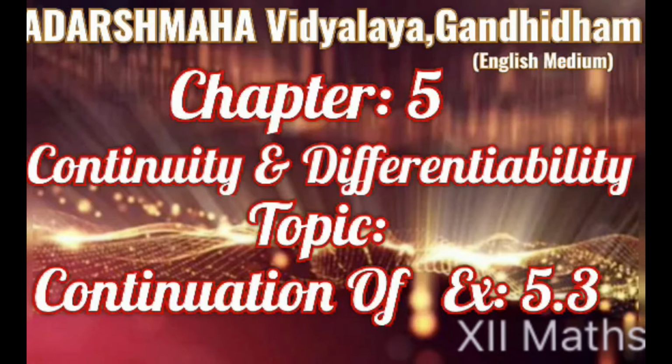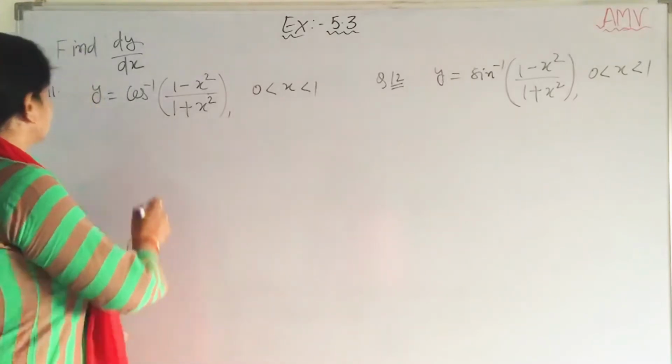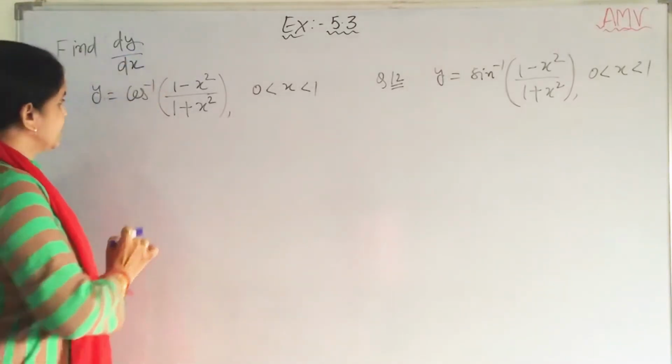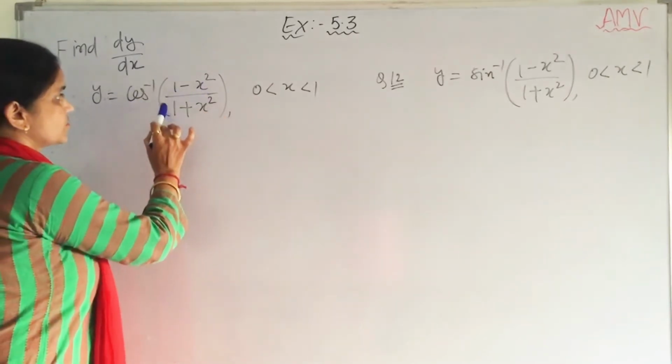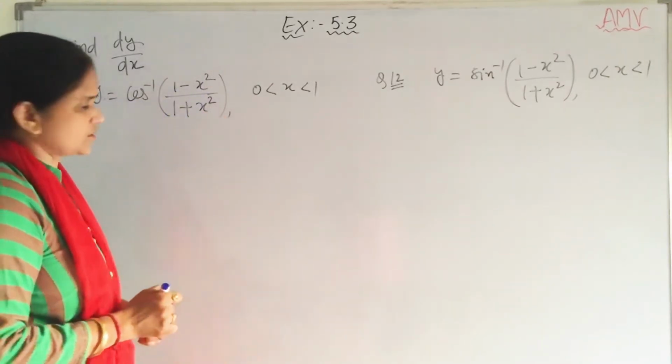Today complete the exercise 5.3. Question number 11. Find dy upon dx. Here y is equal to cos inverse (1 minus x square) upon (1 plus x square).